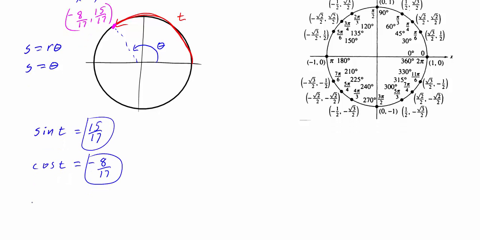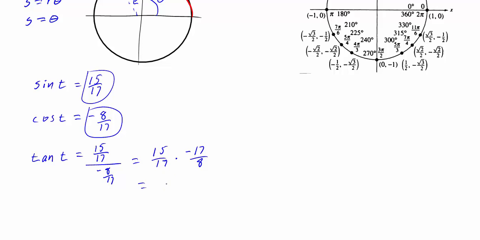So there we have our sine, cosine, and tangent. If we find the tangent, that means we're looking at the y over x. So we would take 15/17, that's our y value, and divide that by the x, which is a negative 8/17. So we could take the 15/17 and multiply by the reciprocal, which would be a negative 17/8, and therefore the 17's cancel, and we're left with a negative 15/8.